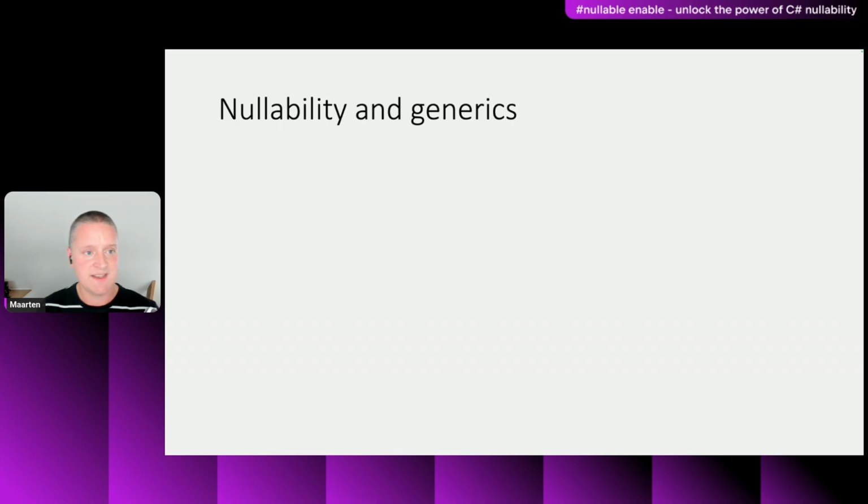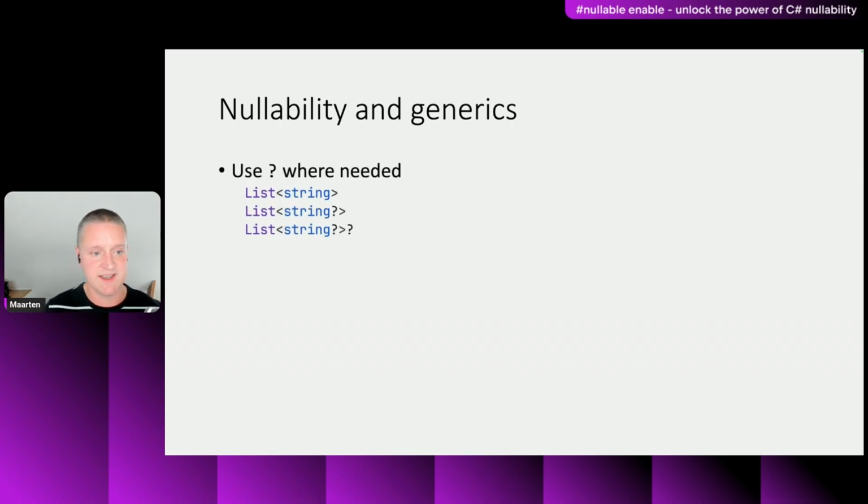One thing we haven't seen yet is nullability and generics. With generics, it's quite simple. If you want to declare or if you want to create a new variable there, use the question mark where needed. So in this example, we have a non-nullable list of non-nullable strings. Second line there is a non-nullable list of nullable strings. So this list can contain null strings. And then the last line there is a nullable list of nullable strings, which means that the list can be null, but also any element in that list can be null. So again, use the question mark where needed.